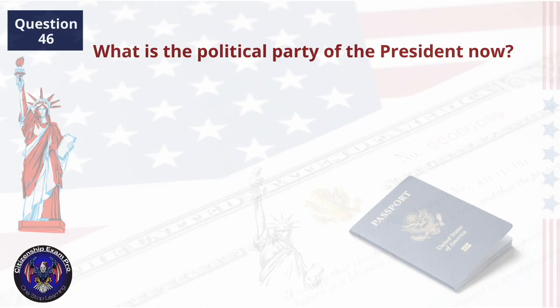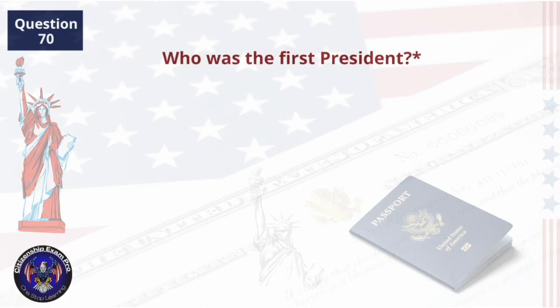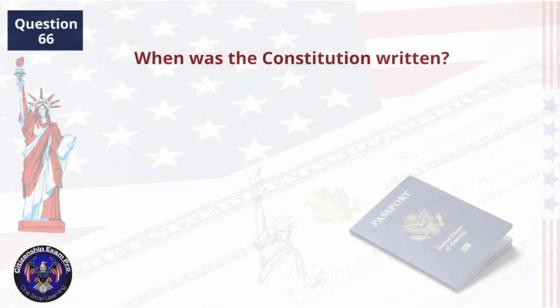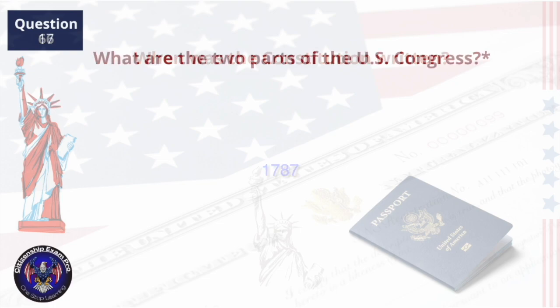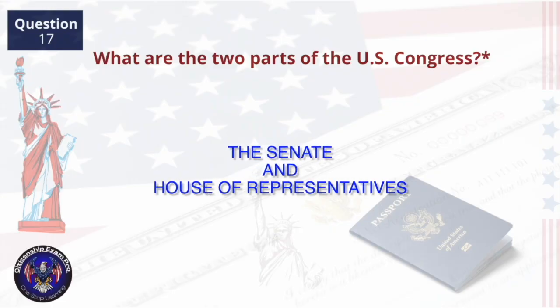What is the political party of the president now? Republican. Who was the first president? George Washington. When was the Constitution written? 1787. What are the two parts of the U.S. Congress? The Senate and House of Representatives.